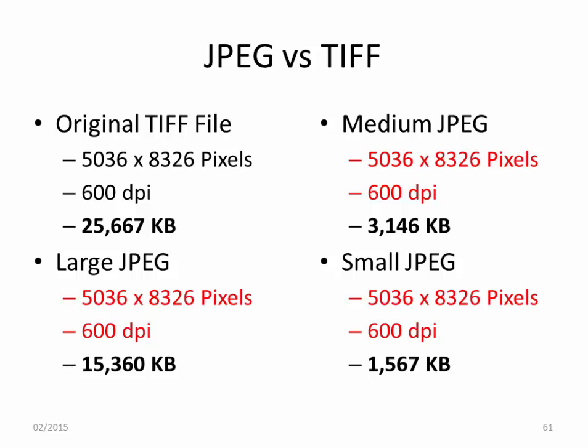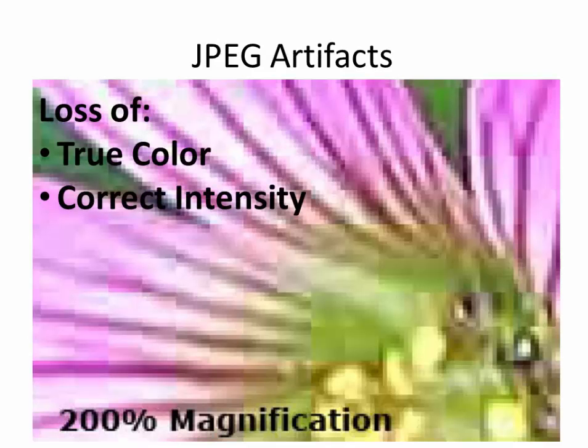Now, what's the magic here? How is that happening? What are you losing by doing these smaller, more compressed file formats? Well, what you do is you lose a bit of your color and intensity and resolution. And so this is a much magnified, very small file that was saved in a small JPEG format. And you can start seeing these squares here. These are what JPEG is doing and how JPEG is making your file small.